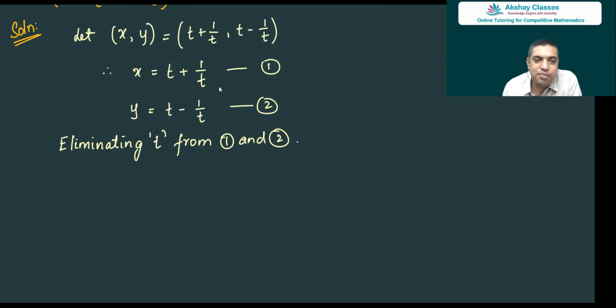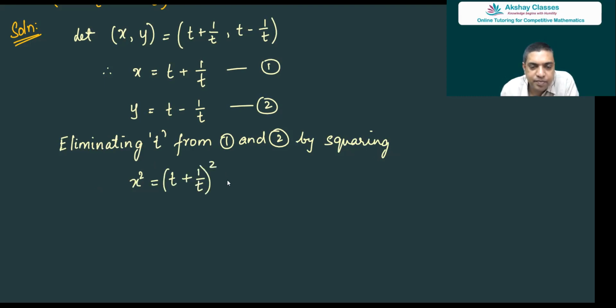So you observe, this is t plus 1 by t, t minus 1 by t. If I square, x square will be t plus 1 upon t the whole square. This becomes t square plus 1 upon t square plus 2t into 1 by t. A plus b the whole square is a square plus b square plus 2ab. So we get t square plus 1 by t square plus 2.